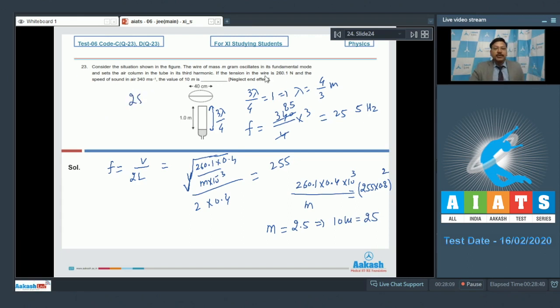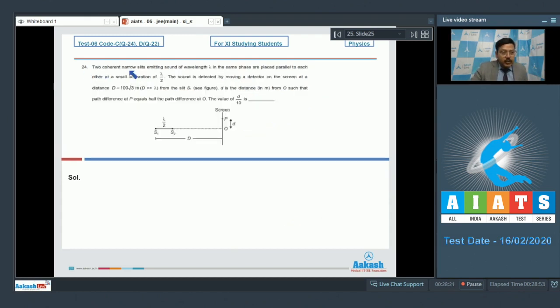Let's now go to the next problem. Question 24 says two coherent narrow slits emitting sound of wavelength lambda in the same phase are placed parallel to each other at a small separation of lambda by 2. The sound is detected by moving a detector on the screen at a distance capital D equal to 100 root 3 meter, where capital D is much larger than lambda, from the slit S1. See figure. D is the distance in meter from O, such that path difference at P equals half the path difference at O. The value of small d by capital D is.